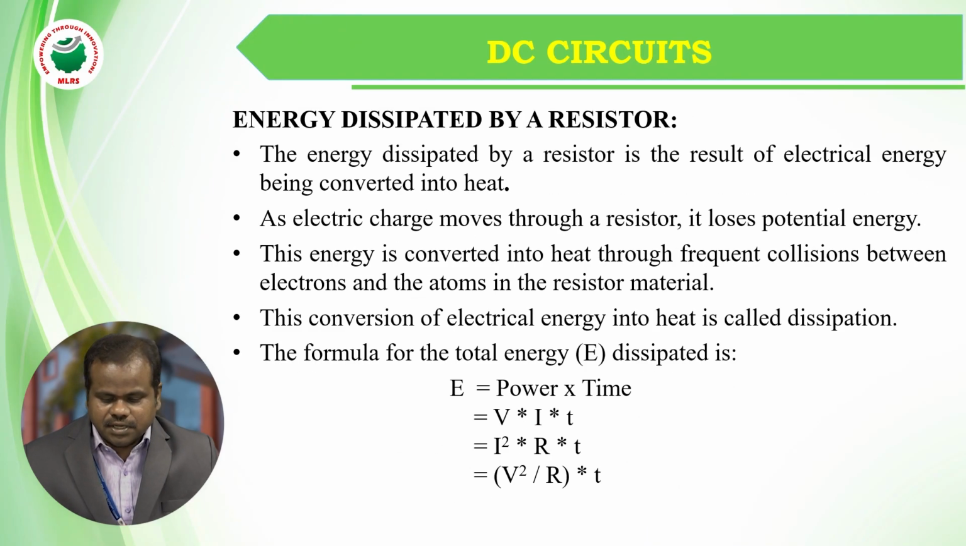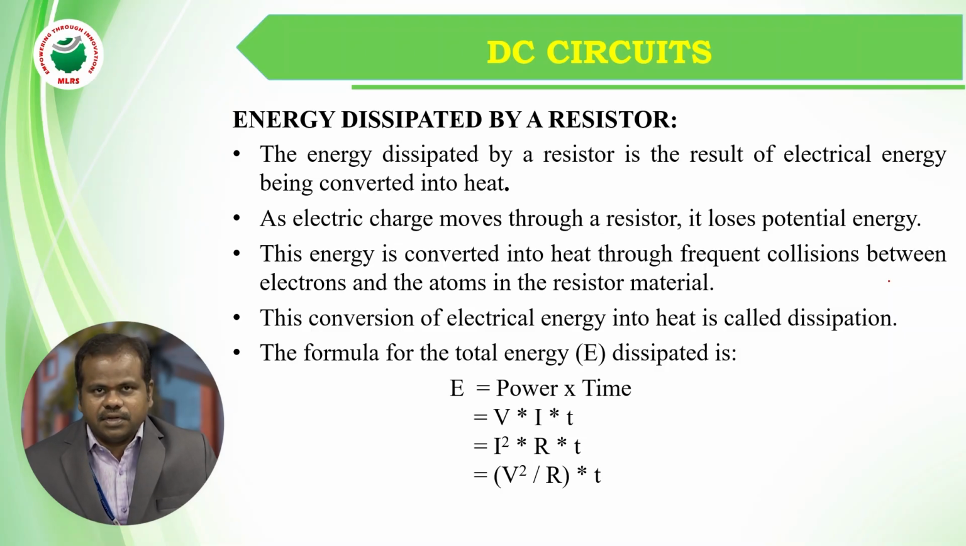So as I explained, the property of a resistor is dissipation of energy in the form of heat. So how is the energy dissipated in a resistor? As the electric charge moves through a resistor, it loses potential energy. This energy is converted into heat through frequent oscillations between electrons and atoms in the resistor material. The conversion of electrical energy is called dissipation. The formula for the total energy dissipated is given by E is equal to power into time.